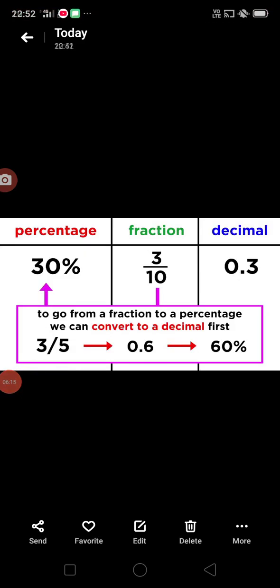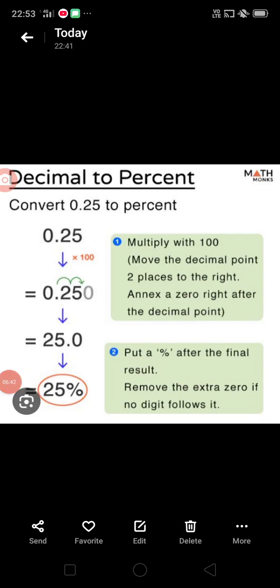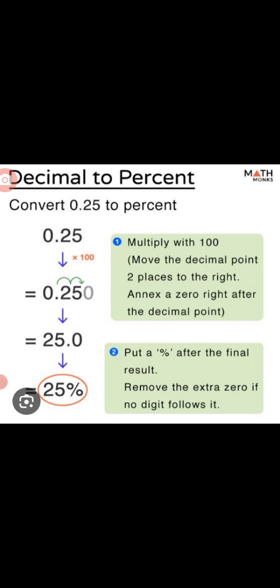Next one is percentage, fraction, decimal. 30%. In terms of fraction, we have to define it as 3 by 10. Then in decimal 0.3. To go from a fraction to a percentage, we can convert to a decimal first. That is 3 by 5 goes to 0.6, then 60%. Then decimal to percentage. Convert 0.25 to percentage. First, multiply with 100. So, move the decimal point 2 places to the right side. Then annex a 0 right after the decimal point. Then put a percentage sign after the final result. Remove the extra 0 if no digit follows it.